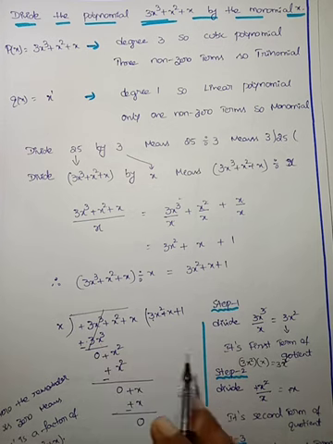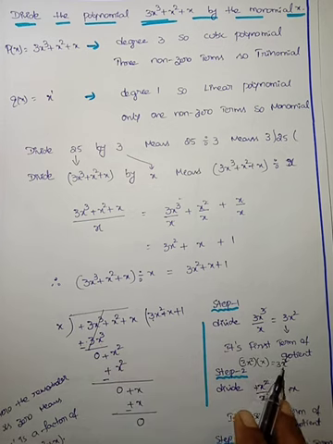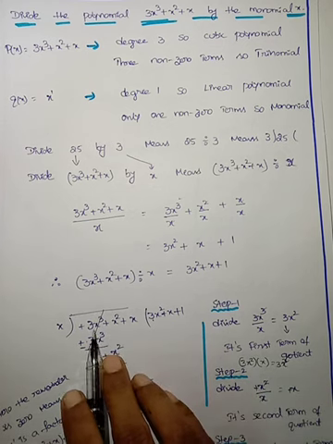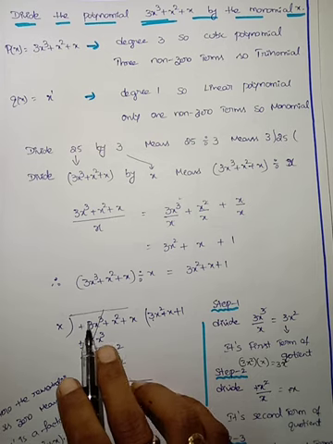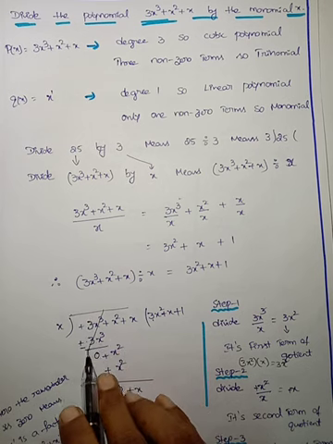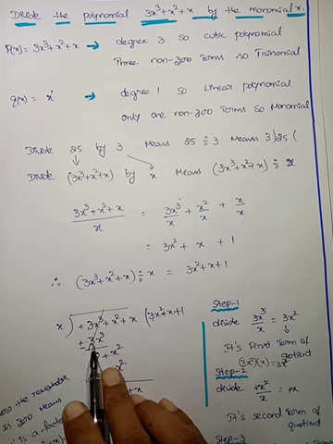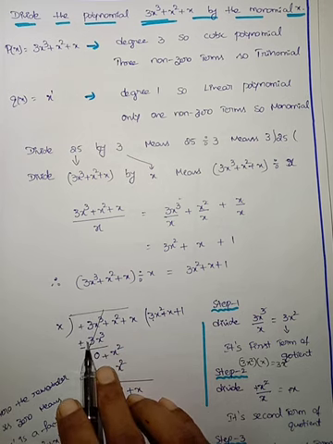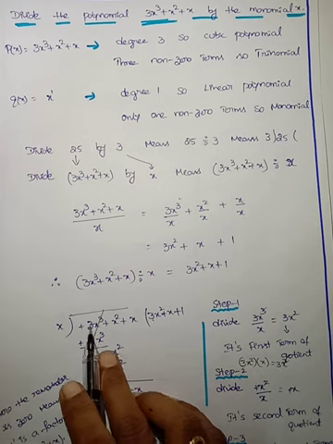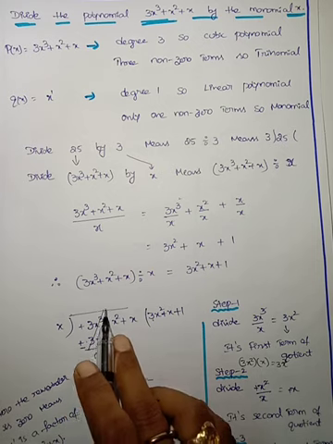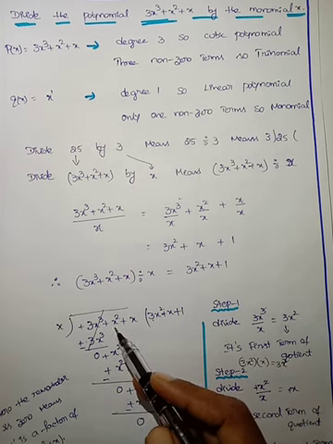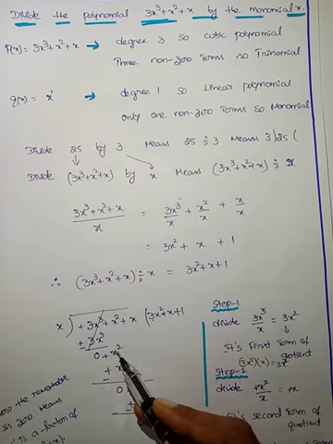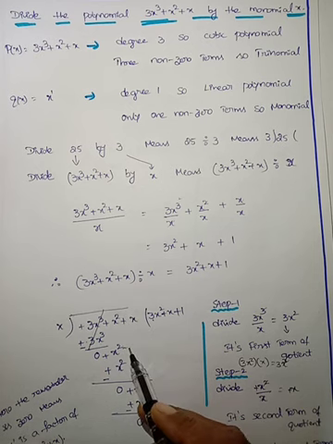Which term is coming? It is right under the dividend terms. Then subtract these two terms. Subtract means the positive sign changes to negative, so 3x cube minus 3x cube, both are cancelled. 0. Now you have to bring down the second term, plus x square.